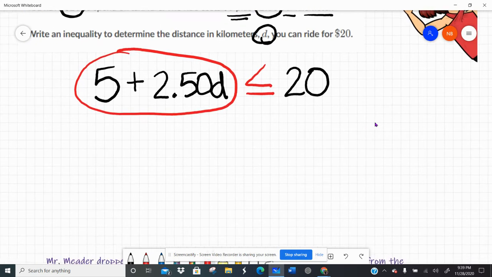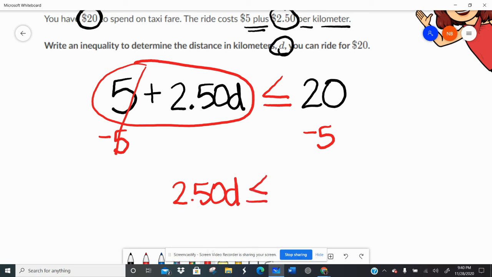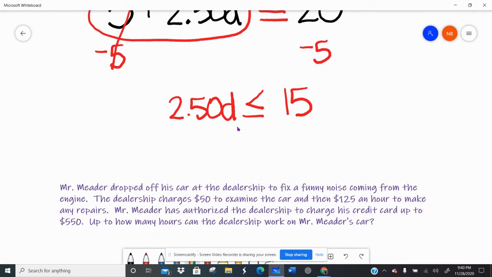All right, so once we have our inequality set up, now I just solve it. So step 1, move the constant. I'm going to get rid of this $5 fee right off the top. So that goes away because I have to pay the guy $5 or the lady $5 just to sit in the cab. So I bring down my $2.50 d, I bring down that inequality sign, and 20 minus 5 is 15. So now I have just a one-step inequality. I have that coefficient and the variable.